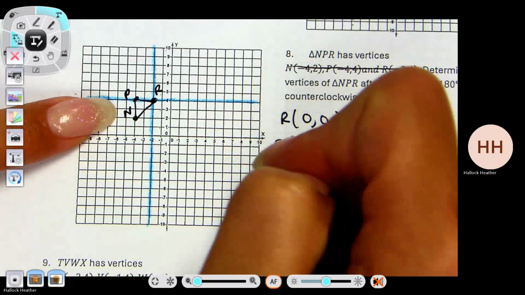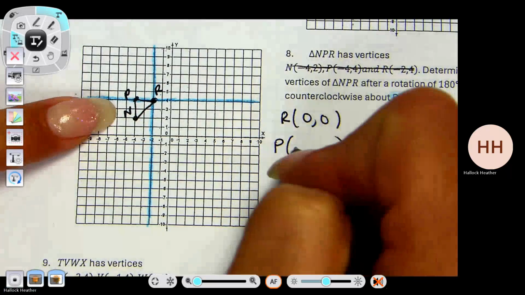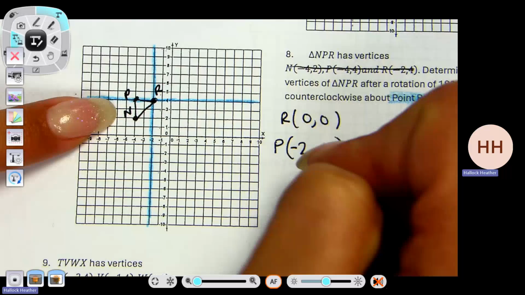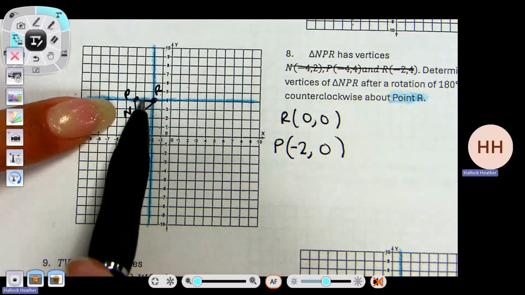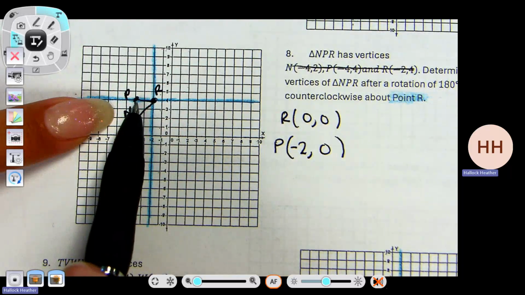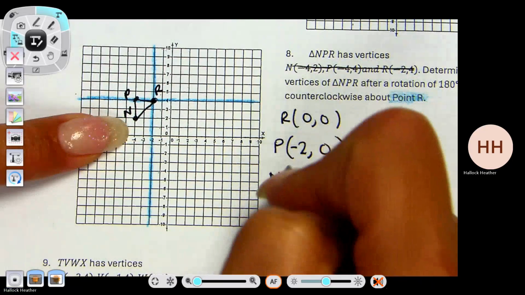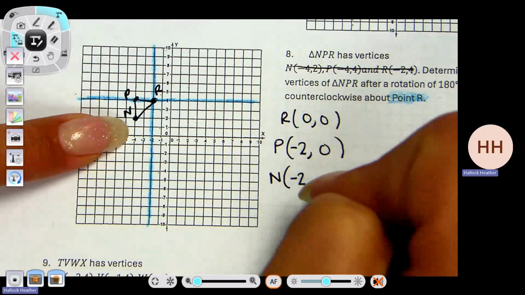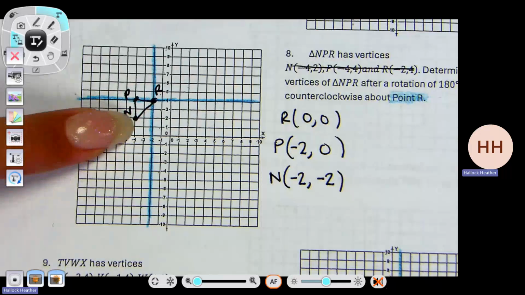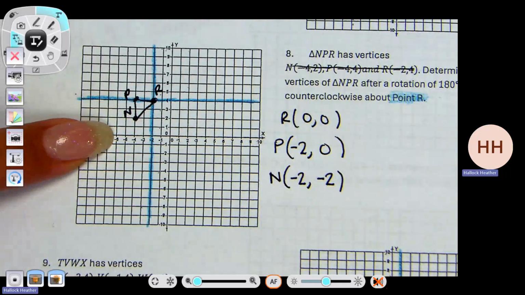So where is P? Nope. -2, 0. Good, because we went left. Everybody messes up on these still, but that's okay. I did it the first period actually. And where's that? -2, -2. So you went to the left and you went down, so that's double negatives.